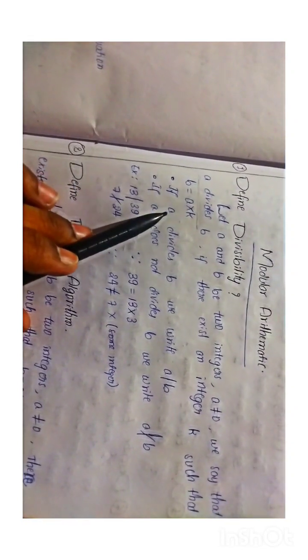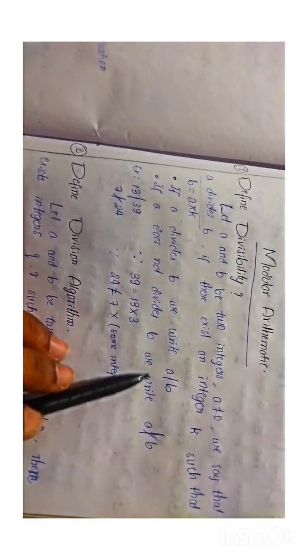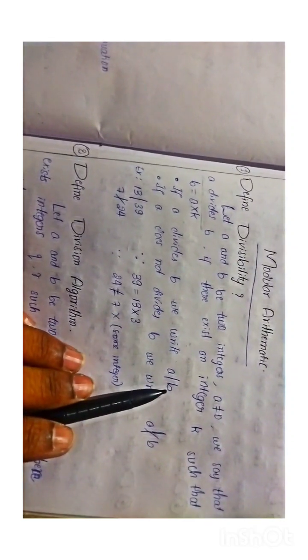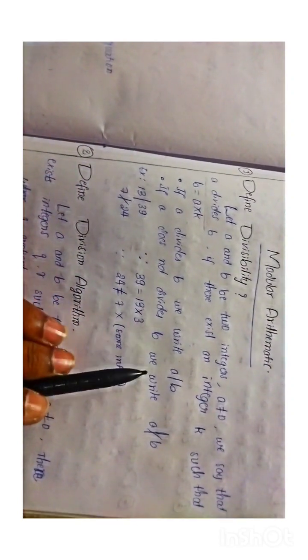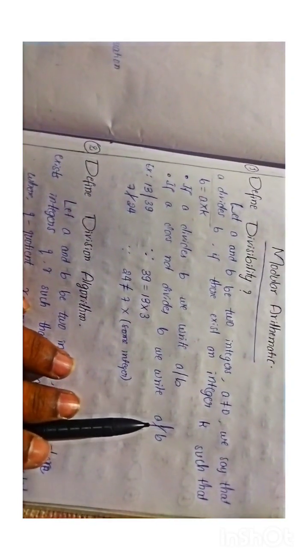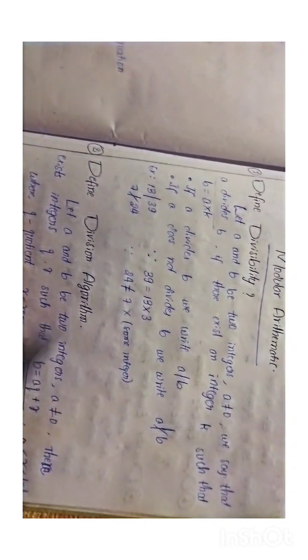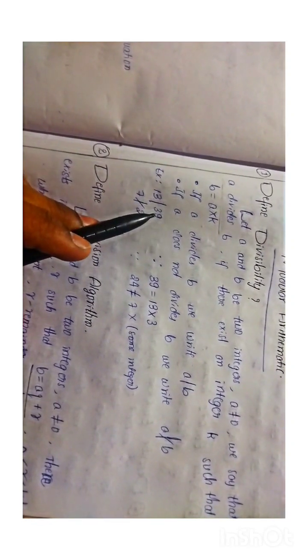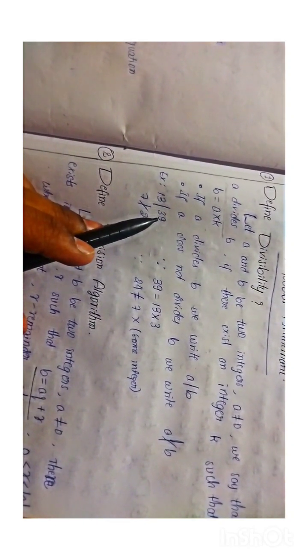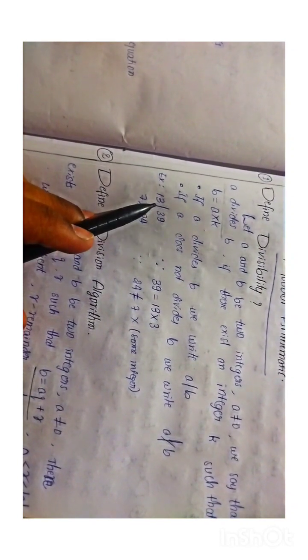Here, if a divides b, we denote it as a | b. So this symbol denotes divisibility. If a does not divide b, we write it as a ∤ b. To look at an example, take 13 and 39. Here, 13 divides 39. It is also known as 39 is divisible by 13.